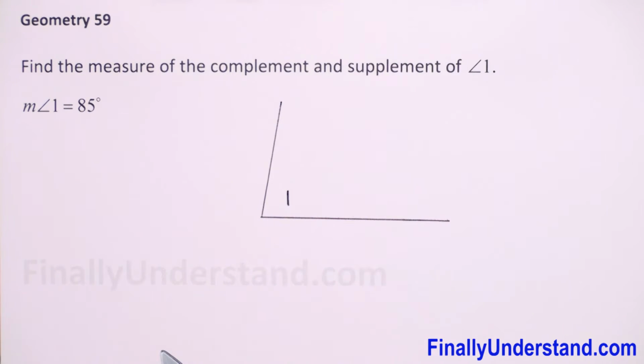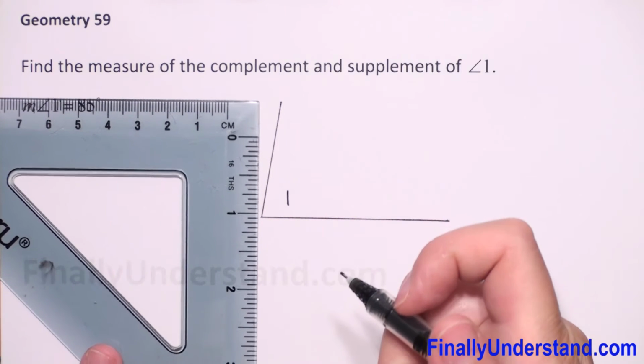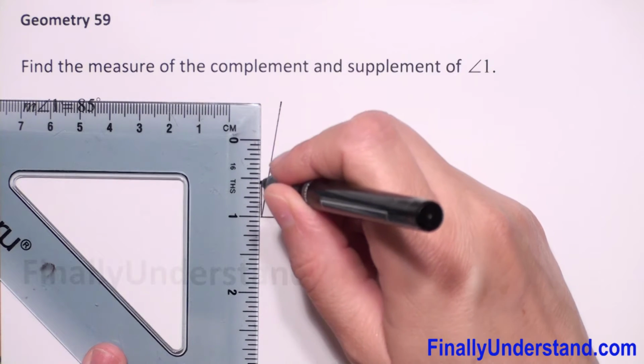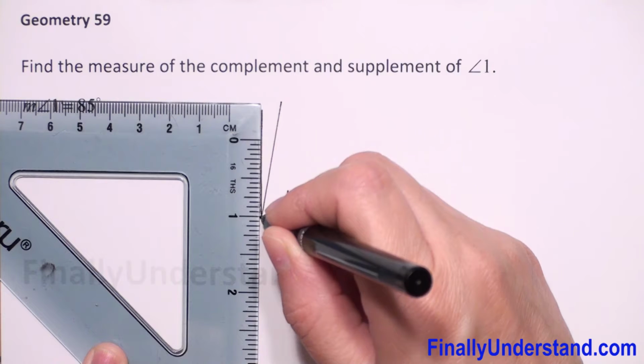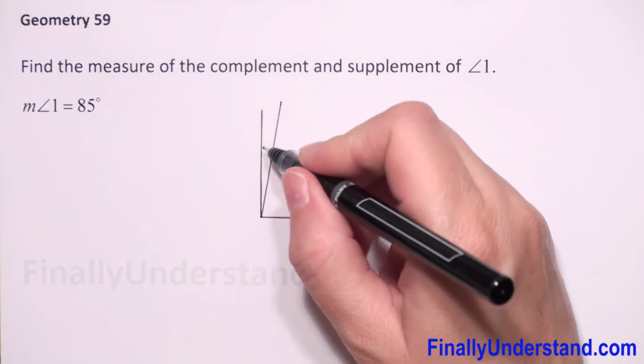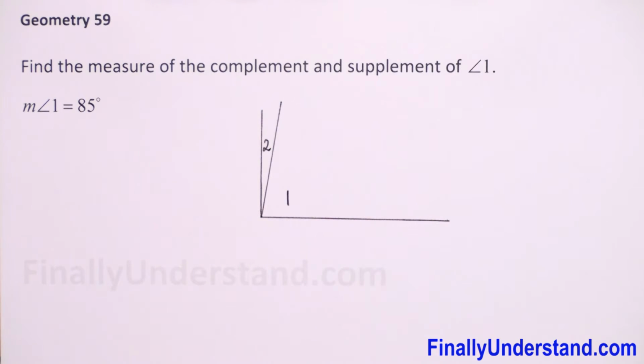And we know that two angles are complementary angles if the sum of their measures is 90 degrees. So let's draw 90 degrees. It will be approximately here. So the complement of angle 1, let's put that this is our complement, will be angle 2. Angle 2 is the complement of our angle 1.